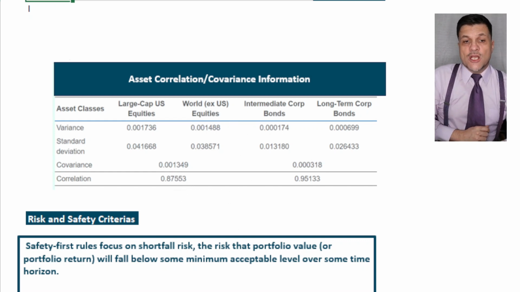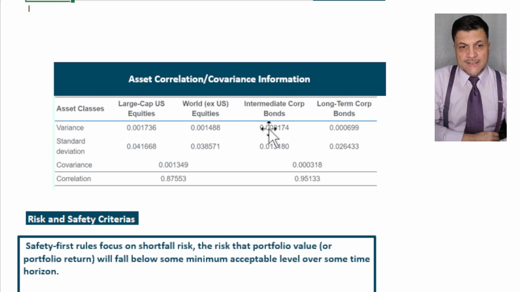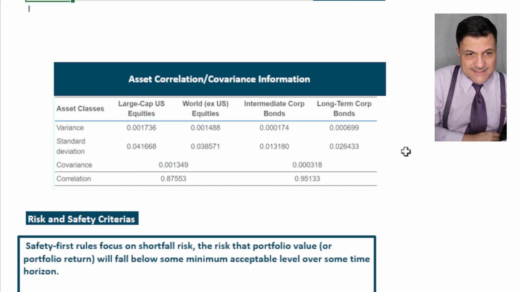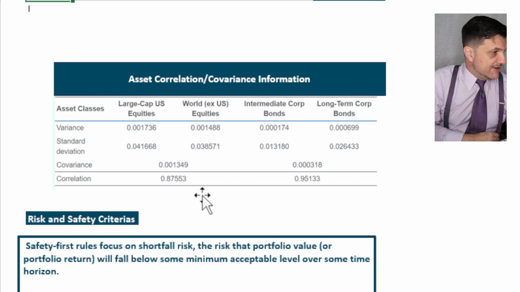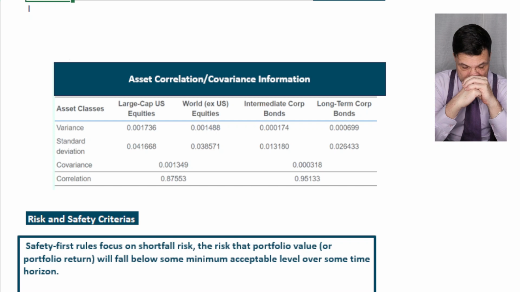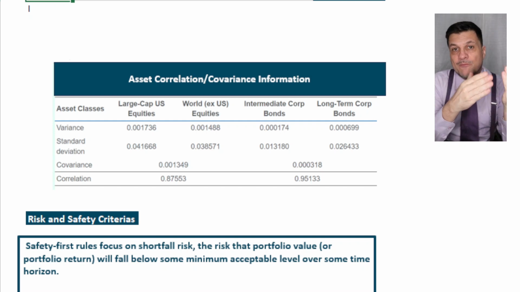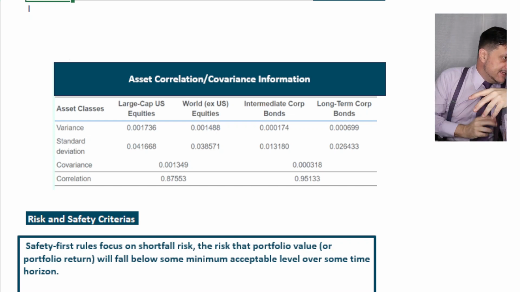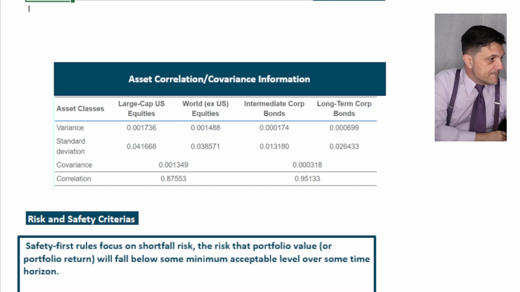Try to get comfortable with that table. Not necessarily how I got this 0.001736 as the variance. What you need to understand is this: if the correlation here was empty, and you didn't have this 0.87553 or the 0.95133, would you be able to compute the correlation? That's more likely to be in a question in the exam. So that's why I put this here as an example.